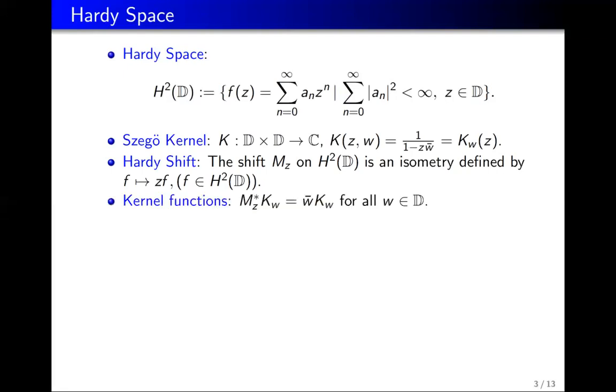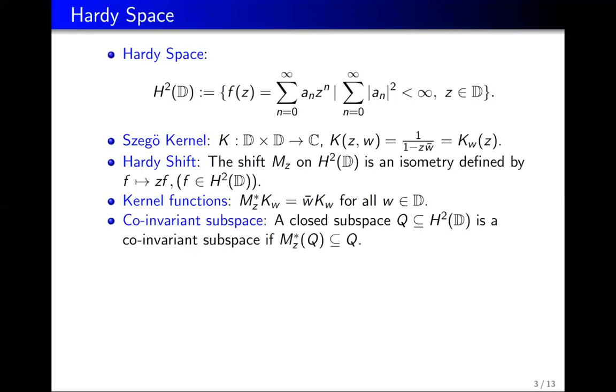And this shift, or rather its adjoint, has a nice action on these kernel functions I talked about. If you take the kernel function at w, that is k_w, and apply M_z star to it, it tells you that these kernel vectors are eigenfunctions of the adjoint of M_z with eigenvalue w bar. So that's a nice property to have, and one can very easily check by a simple inner product computation that these are eigenvectors with eigenvalue w bar.